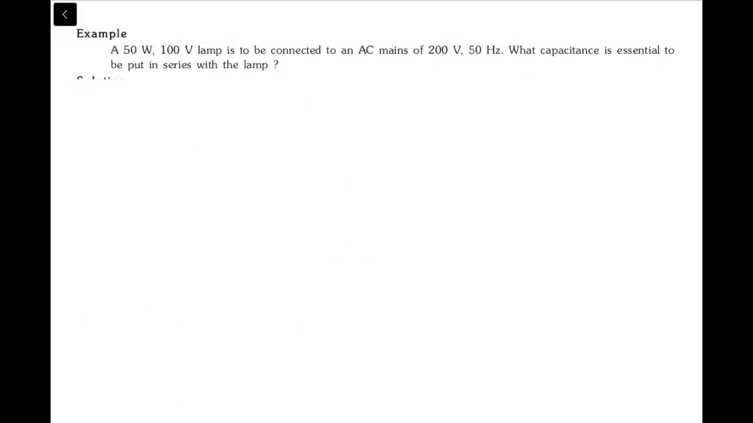Okay, in this question you can see a 50 watt 100 volt lamp is to be connected to an AC mains of 200 volt 50 hertz. What capacitance is essential to be put in series with the lamp? Okay, this is the question. So here initially they have a 50 watt 100 volt lamp. Now they have to connect that to a higher voltage.